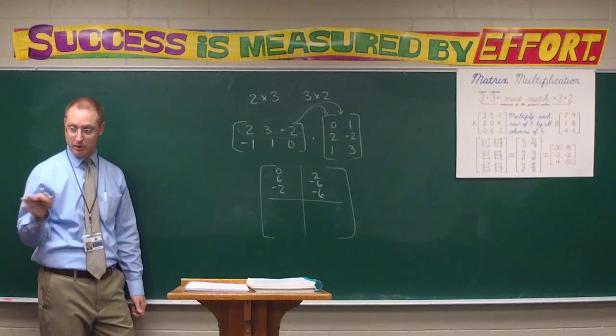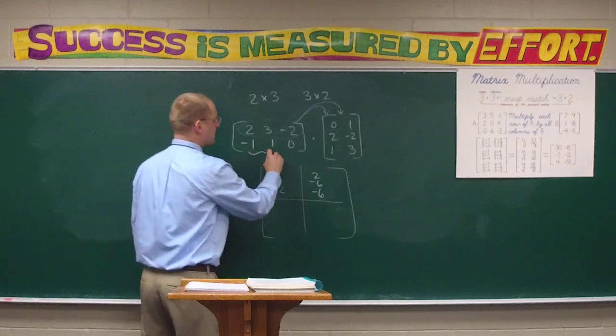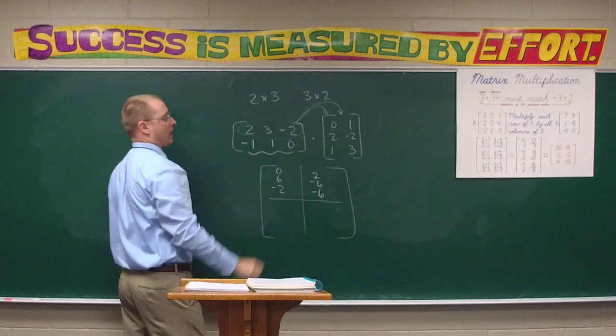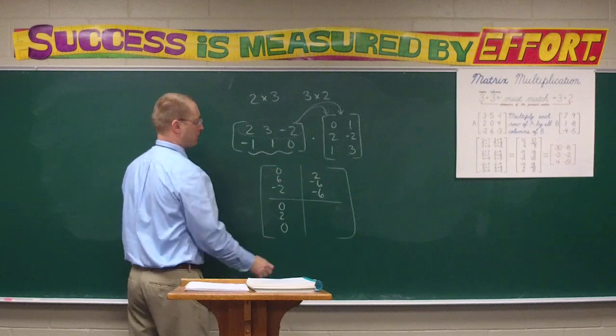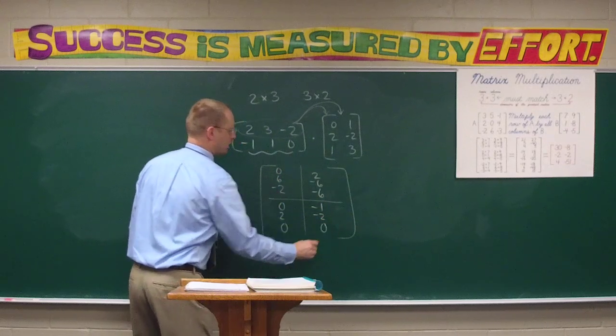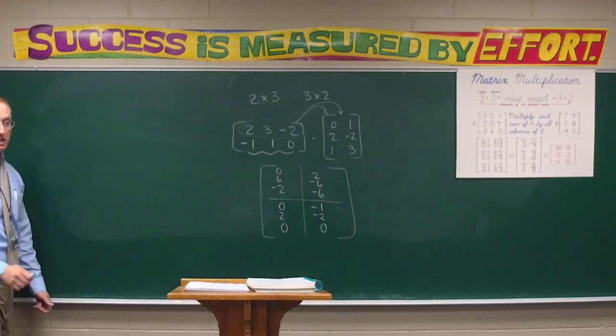You all keeping up? Brandon, go to the next row, drop it down the first column. 0, 2, 0. All right, and then the next column. -1, -2, 0. All right, we getting it?